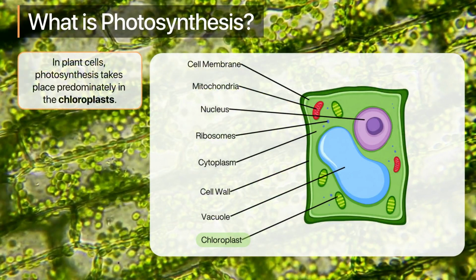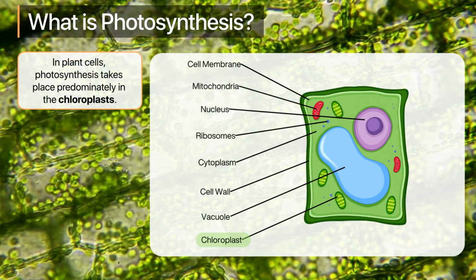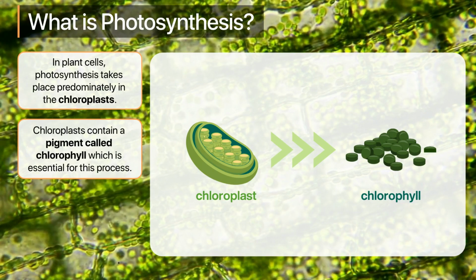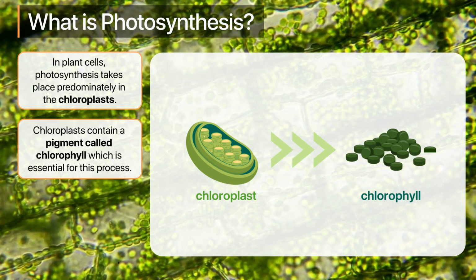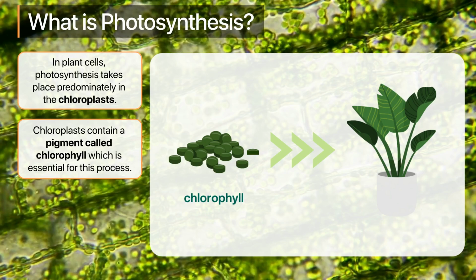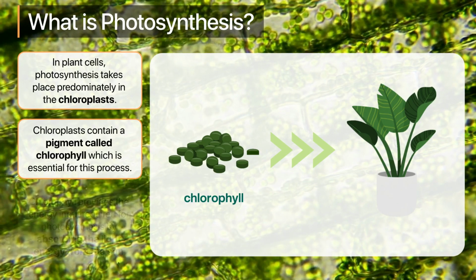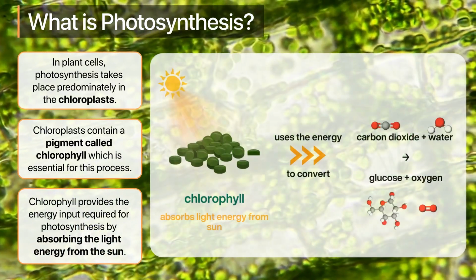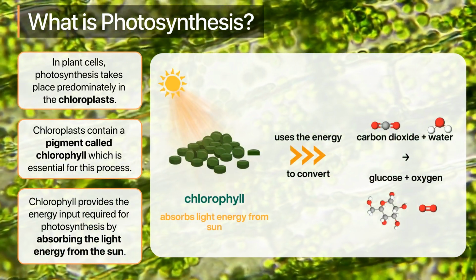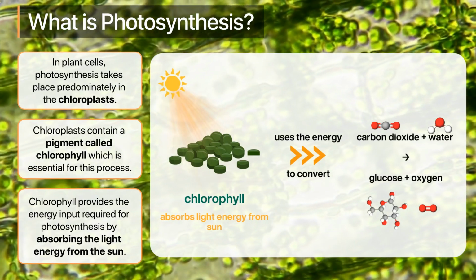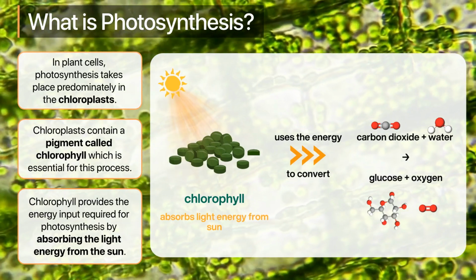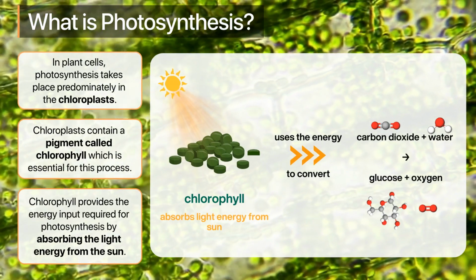In plant cells, photosynthesis takes place predominantly in the chloroplasts. Chloroplasts contain a pigment called chlorophyll, which is essential for this process. Chlorophyll is what gives plants their green color and provides the energy input required for photosynthesis by absorbing light energy from the sun. During photosynthesis, the plant transfers light energy absorbed by chlorophyll to convert carbon dioxide and water into glucose and oxygen.